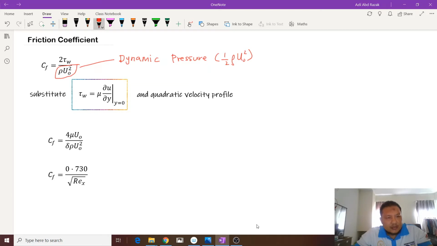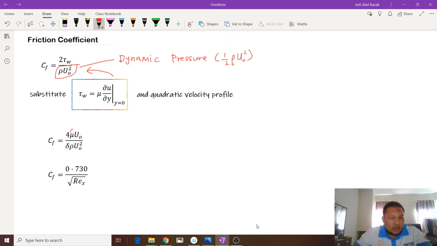these equations, and then we substitute the value of the wall shear stress. This is the value of shear stress that we got from the control volume analysis done before, and then we substitute here in these equations, and also the quadratic velocity profile, as we discussed in the previous lecture. All right, so now we got this coefficient of friction, which is equal to 4 mu u naught divided by delta rho u naught squared.